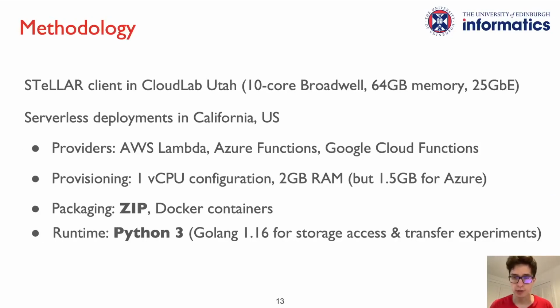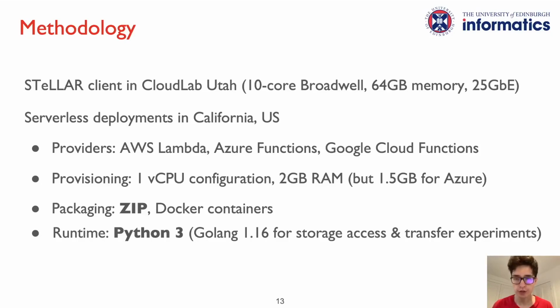First, we set up the STeLLAR client on a node in the Utah Cloud Lab data center. We then deploy the serverless functions in data centers located on the west coast of the US, close to where the STeLLAR client is deployed. To guarantee that the function instance would have a full CPU core quota, we configure the functions to have the maximum memory sizes of 2 GB for AWS and Google and 1.5 GB for Azure.